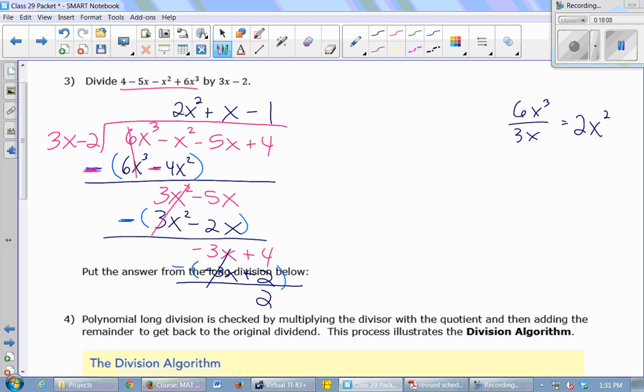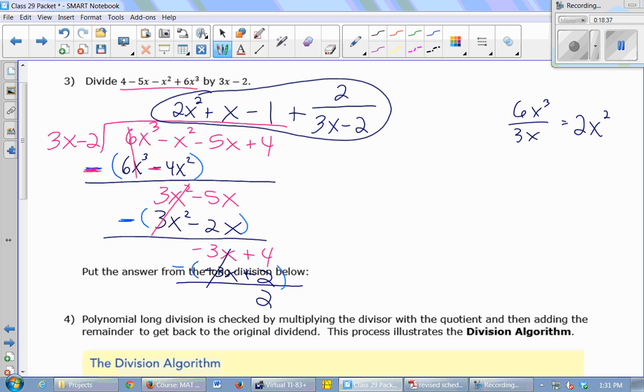So I have a remainder, right? I have a remainder this time. So the way you deal with the remainder is you write plus, and you put the remainder over the divisor: 2 over 3x minus 2, just like you do with regular numbers. Okay, and then I can write this, right?